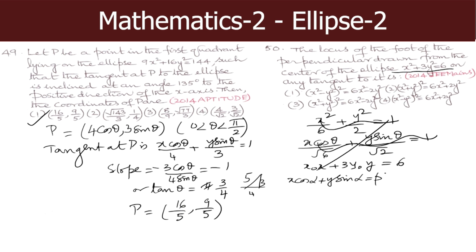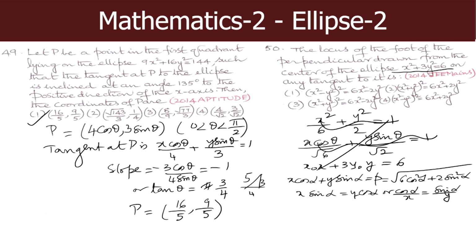where p is the root of a squared cos squared alpha plus b squared sin squared alpha. And the perpendicular drawn from the origin to this line is x sin alpha equal to y cos alpha, or cos alpha by x equal to sin alpha by y. The foot of the perpendicular is obtained by solving these two.